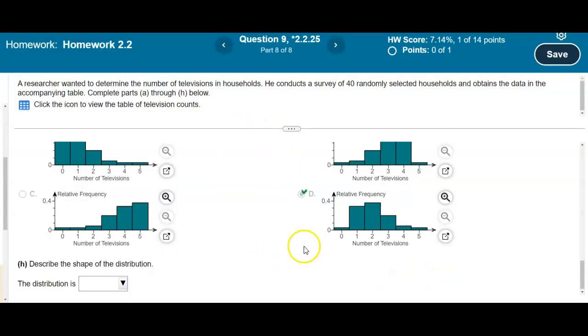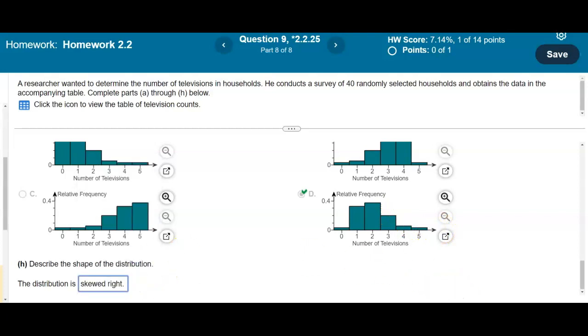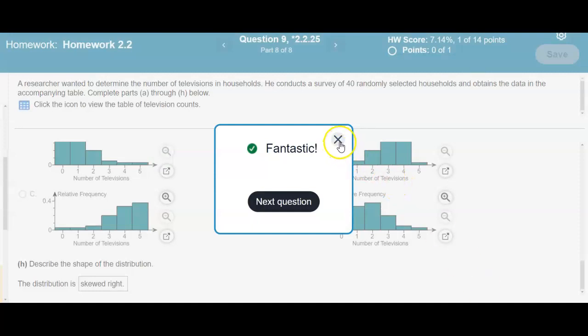Okay, now it says describe the shape of the distribution. So it looks like it starts out high, and then it kind of tails off to the right. So we would say that it is possibly skewed right. Okay, and so the answer is correct.